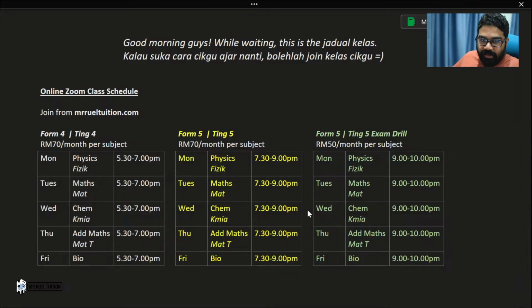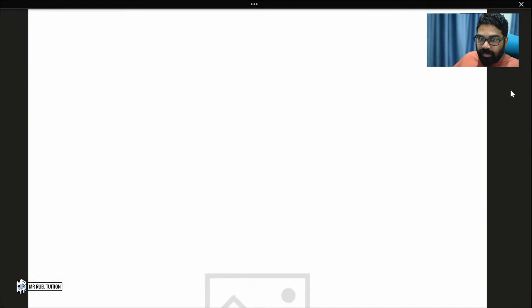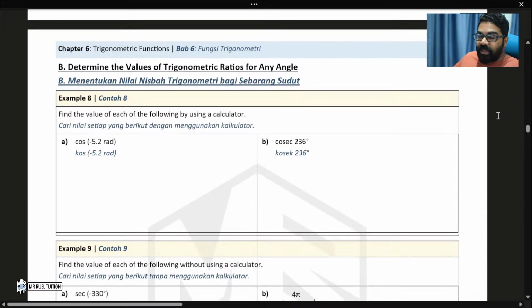Okay, let's continue. Are you all ready? This one is a bit hard. Okay, ready, focus. How to determine the values? Macam mana kita menentukan nilai nisbah trigonometri for any angle, sebarang sudut.